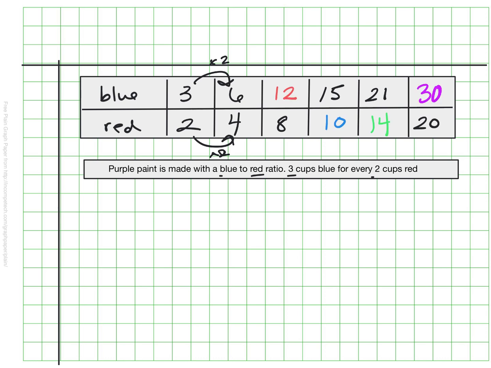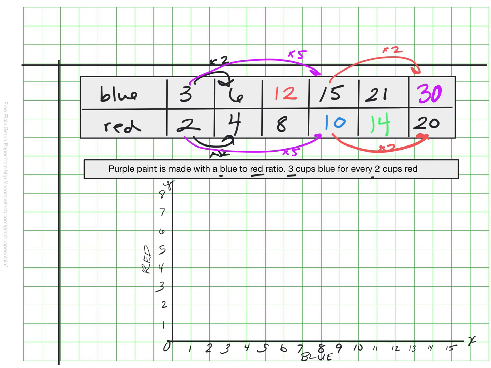How'd you do? Did you notice, for example, that this 2 times 5 made 10? So I had to do 3 times 5 to keep it equivalent to make 15. And maybe from there you realize that if I double that, I get 20. So I need to double my red to get 30. So you can use that ratio table to fill in the missing equivalent ratios.